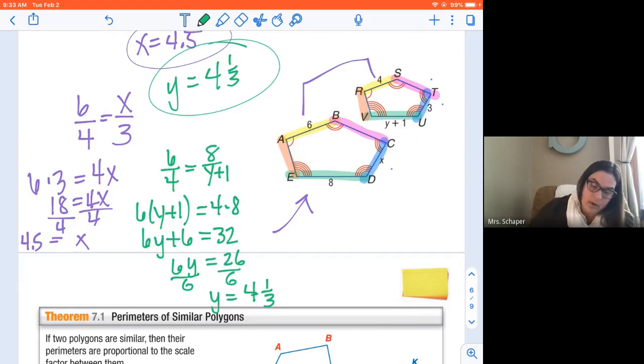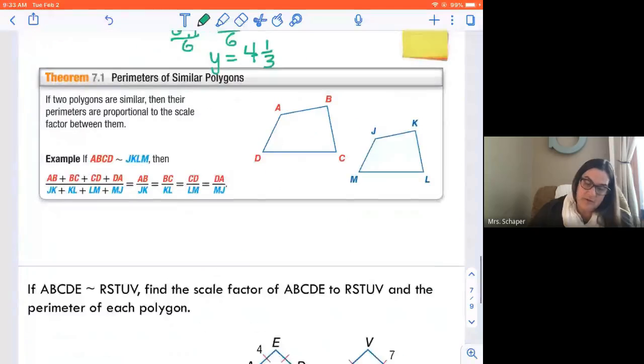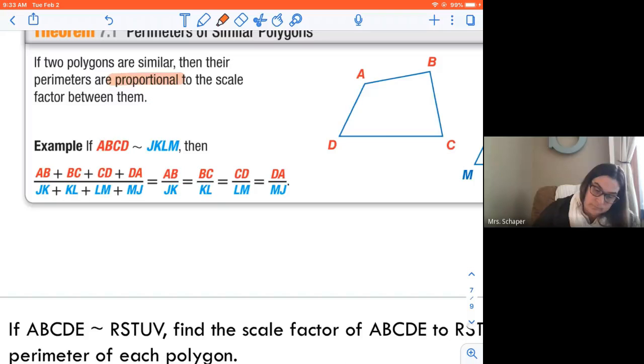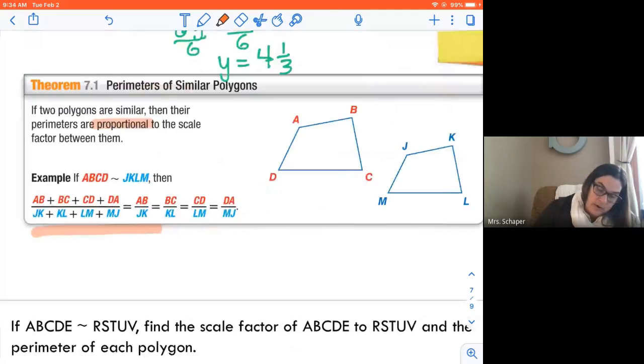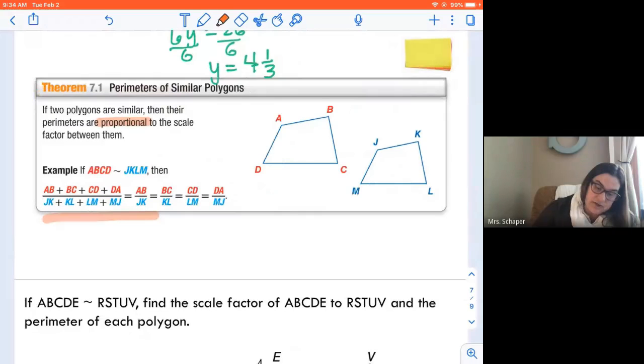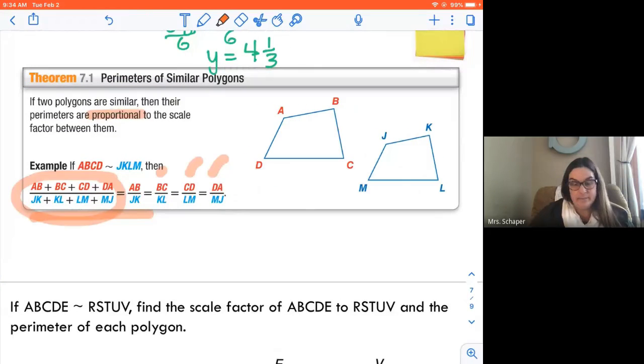Okay. All right. Perimeters of similar polygons. This takes us back to the extended ratio idea a little bit. If two polygons are similar, then their perimeters are proportional. All right, so again, it goes to that piece, and that's what this is talking about here. That's what you're seeing here. Their perimeter is proportional to each of the sides.